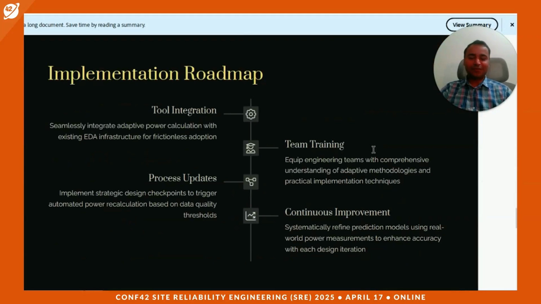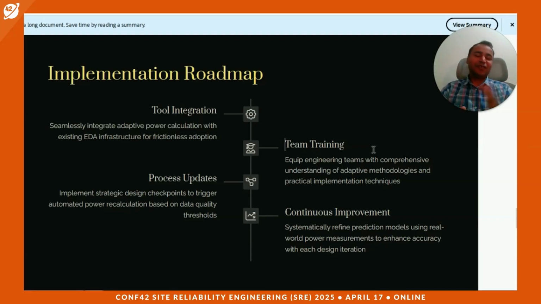Implementation roadmap, as I mentioned, all these statistical models or static models, learning based on the prior designs, can be integrated in the tools and methodology and flow. The team of the engineers, all the way from architecture to RTL and implementation, can be trained on the adaptive power calculation methodologies so that they can look at each and everything very carefully and can provide the right input, or they can do the right job.